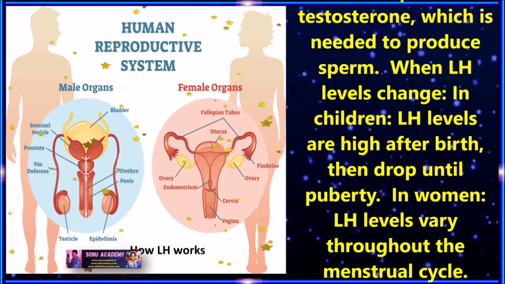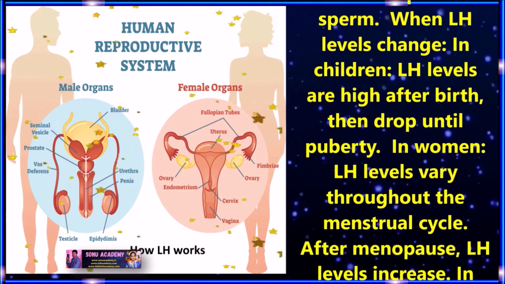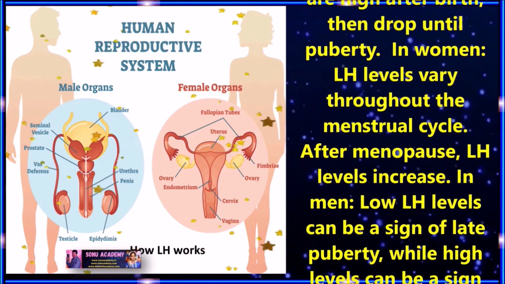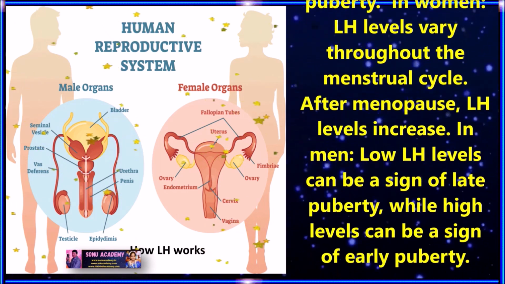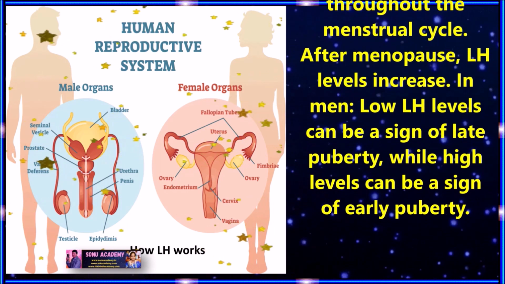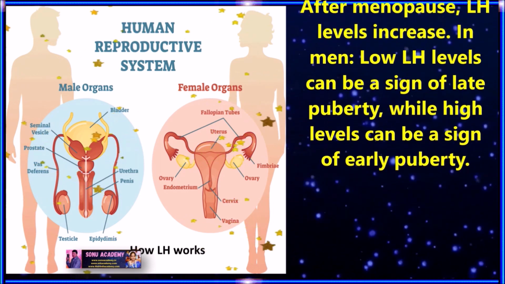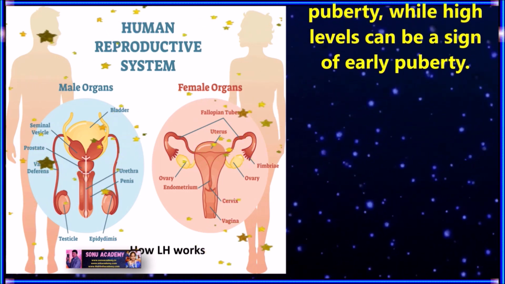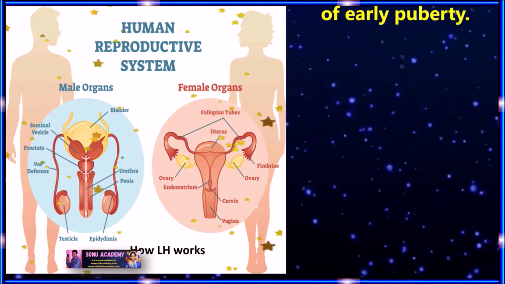When LH levels change: in children, LH levels are high after birth, then drop until puberty. In women, LH levels vary throughout the menstruation cycle. After menopause, LH levels increase. In men, low LH levels can be a sign of late puberty, while high levels can be a sign of early puberty.